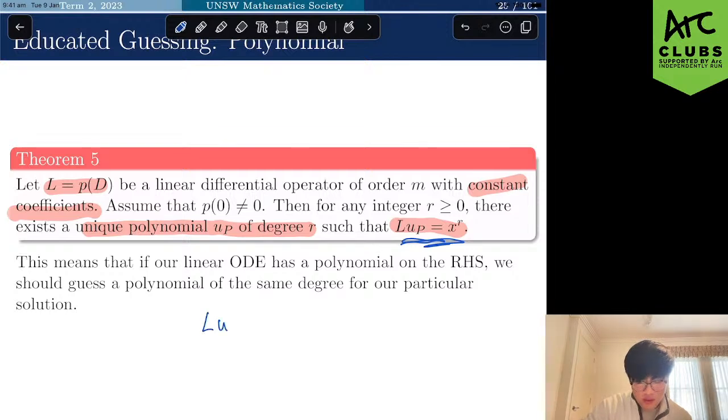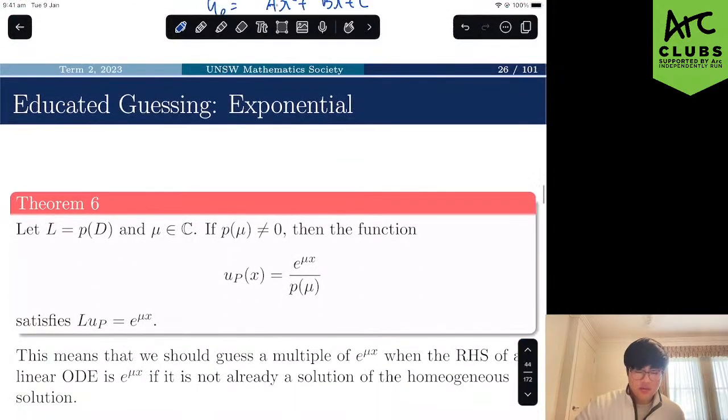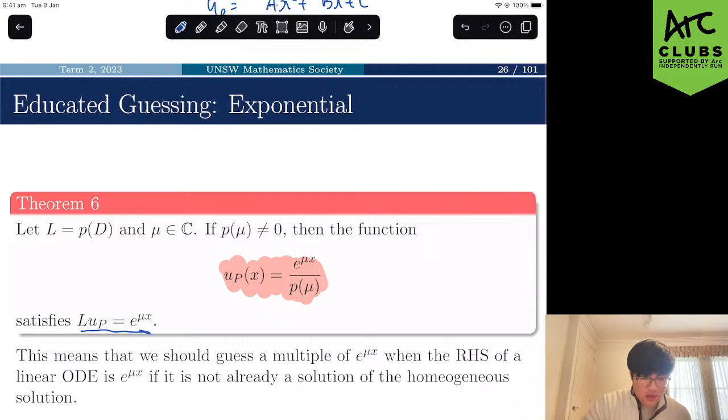I guess, for example, if we have L of u equals to x squared, we'll guess that our particular solution is ax squared plus bx plus c. Something simple like that. The exact same idea for exponentials. We'll just make a guess. If we have an exponential as our inhomogeneous ODE, so on the right hand side that's our f, we make a guess that's an exponential over p of mu, where p is just the linear differential operator.